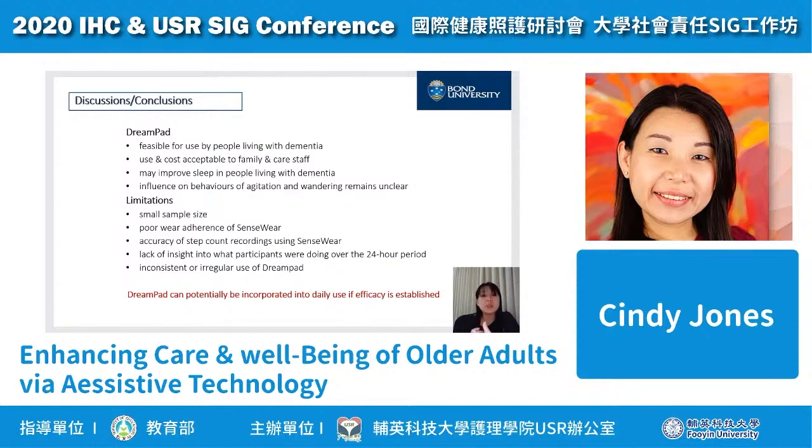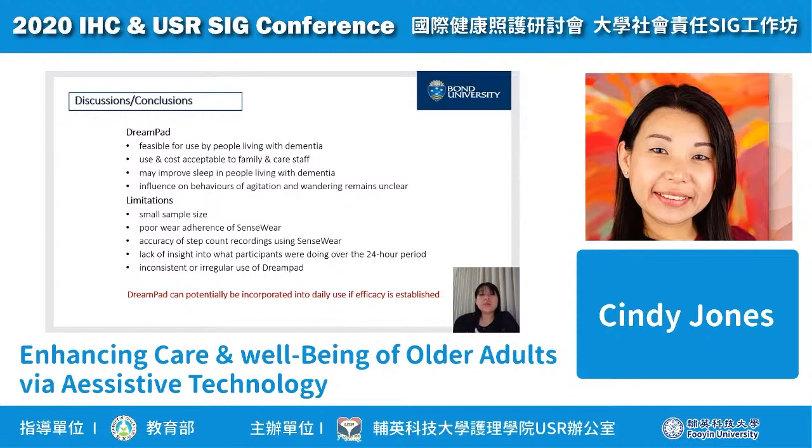Limitations include small sample size, the case study design, and poor wear adherence of SenseWare, which had an impact on the data collected. With better data we could have had a better outcome, or even a poorer outcome. So that is a real limitation. There were also concerns about the accuracy of ActiveGraph in recording step count, so that is also an issue. But a lot of studies do use SenseWare and ActiveGraph to measure step count, so it's not a new form of data collection method as such.